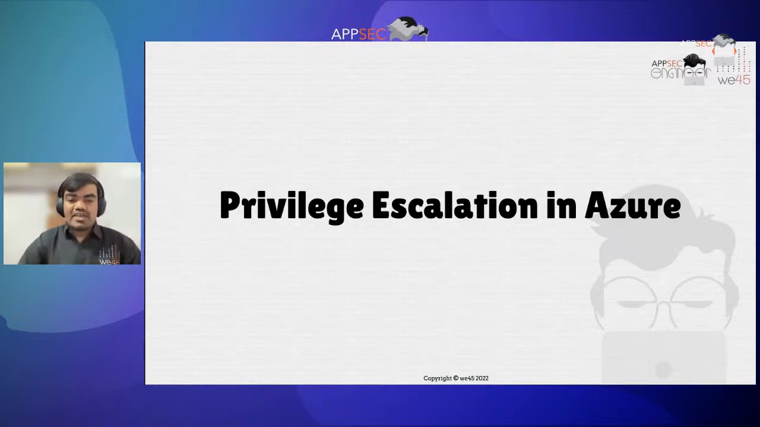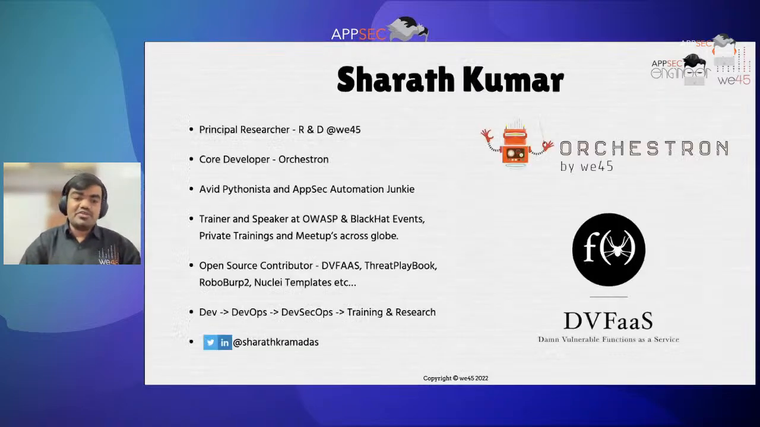Before we dive into all of this, let me introduce myself. My name is Sharath Kumar. I'm a principal researcher at V45. I head the R&D department at V45, where I focus mostly on research and development. I started my journey at V45 as a developer and then moved into DevOps, DevSecOps, and now I'm into complete training and research. During my development days, I worked on a few products like Orchestron and other things internally.